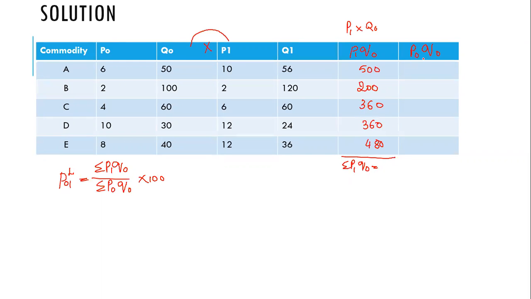Again similarly you have to calculate P0 Q0. It is 1900 here. Good. How to find P0 Q0? Multiply P0 into Q0. So P0 into 6 into 50. 2 into 100, 200. 4 into 60, 240. 10 into 30 is 300, 320. So find the total of summation P0 Q0.